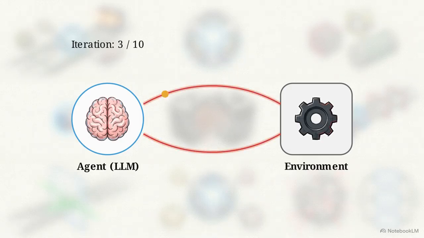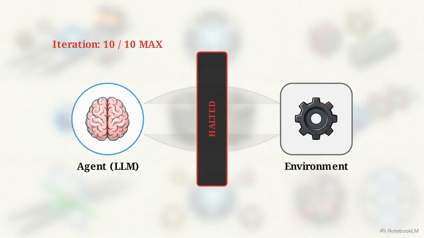Autonomy carries the distinct risk of compounding errors. If an agent misinterprets an environment signal, it can loop indefinitely. Strict programmatic stopping conditions, like a hard cap on the maximum number of iterations, are mandatory.